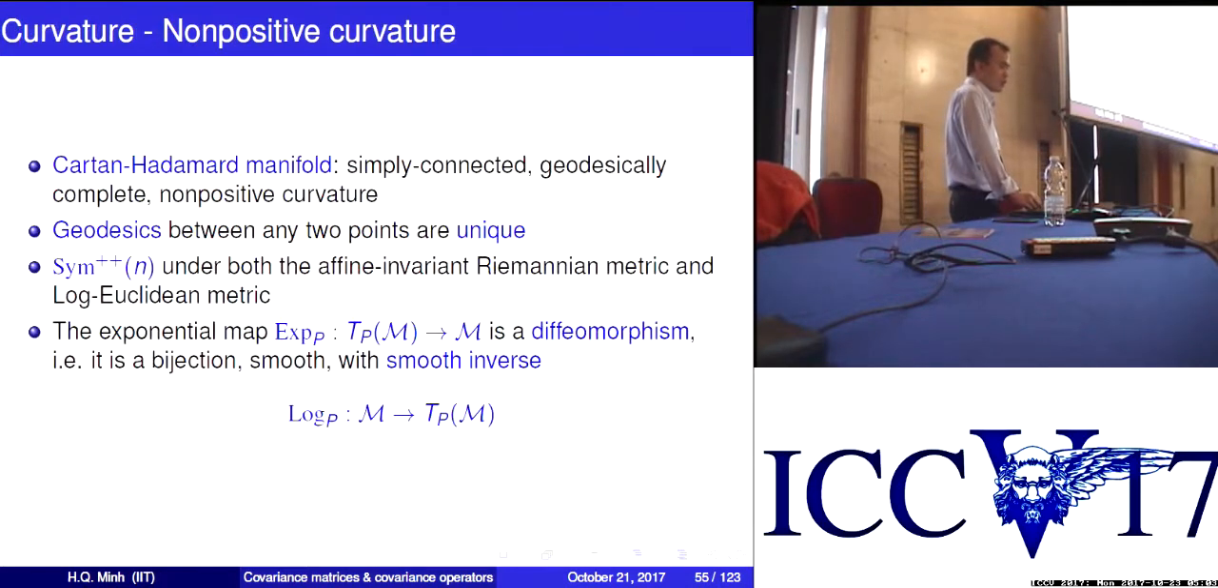But this is actually a very special feature of non-positive curvature. It's a very nice property of the SPD matrices.